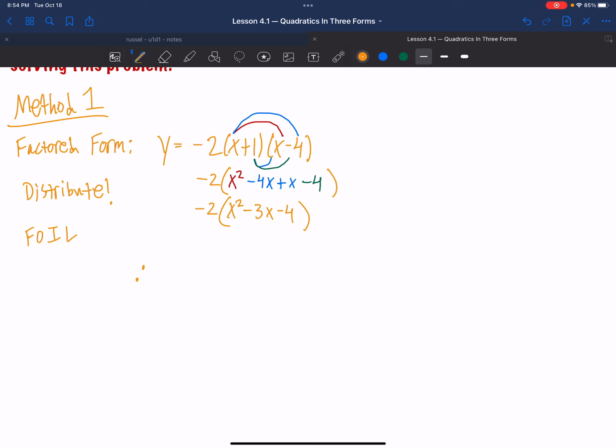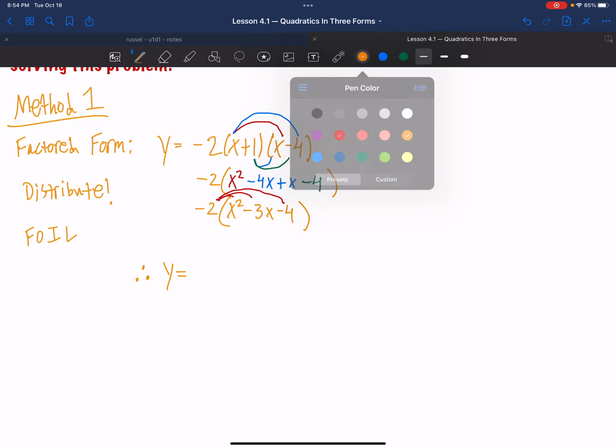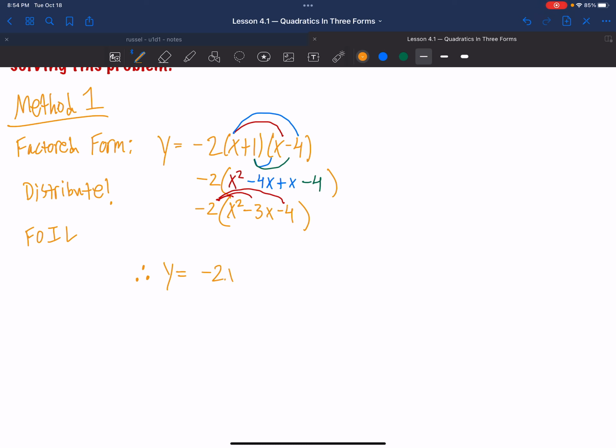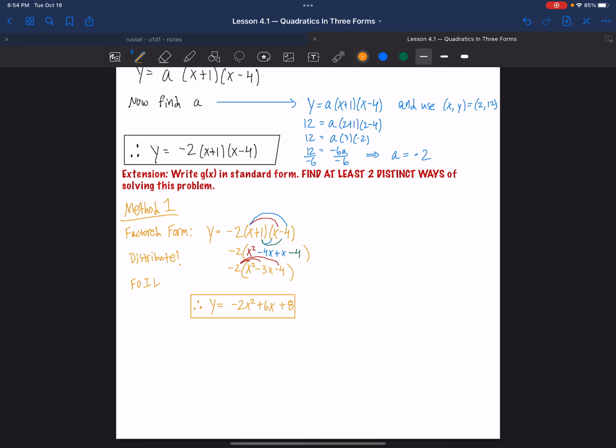Let's say therefore y equals, let's distribute that negative 2, right? You're going to distribute that negative 2 here, here, and here. So that equals negative 2x squared. Negative 2 times negative 3x is positive 6x, and negative 2 times negative 4 is positive 8. And that is your solution. Okay? That is the super quick way to do it because we already found it in factored form.